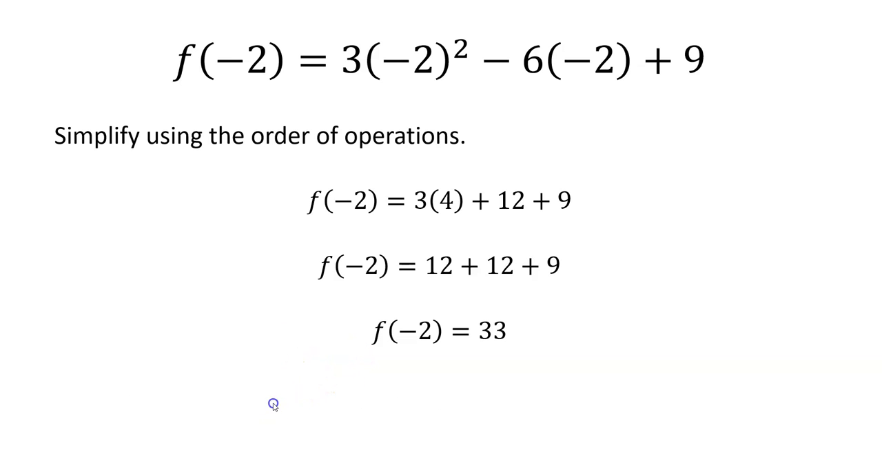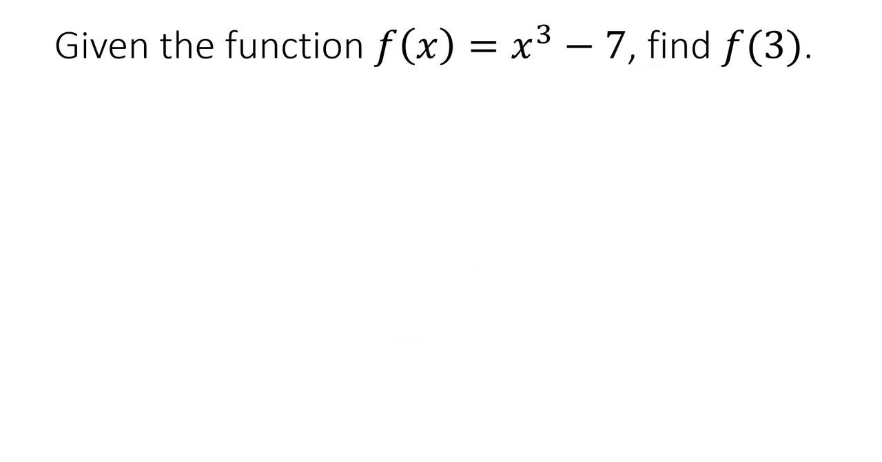If we wanted to write that as an ordered pair, the x value is negative 2, the y value is 33. Let's do another one. Given the function f of x equals x cubed minus 7, find f of 3.